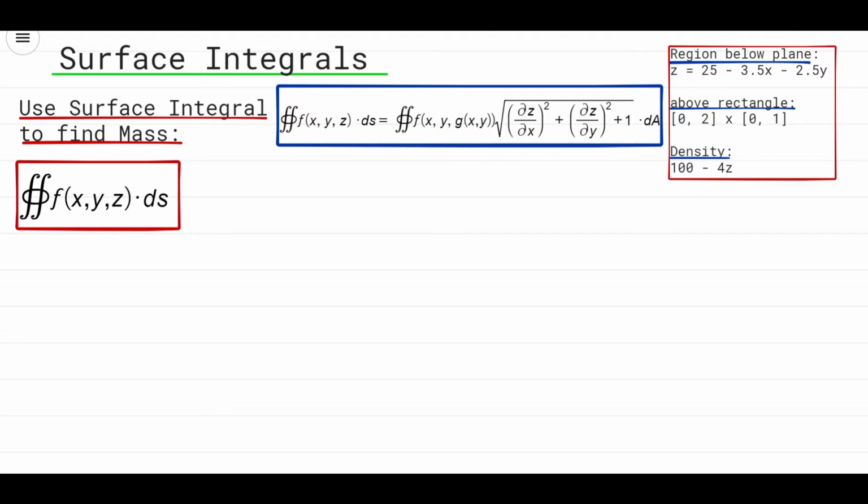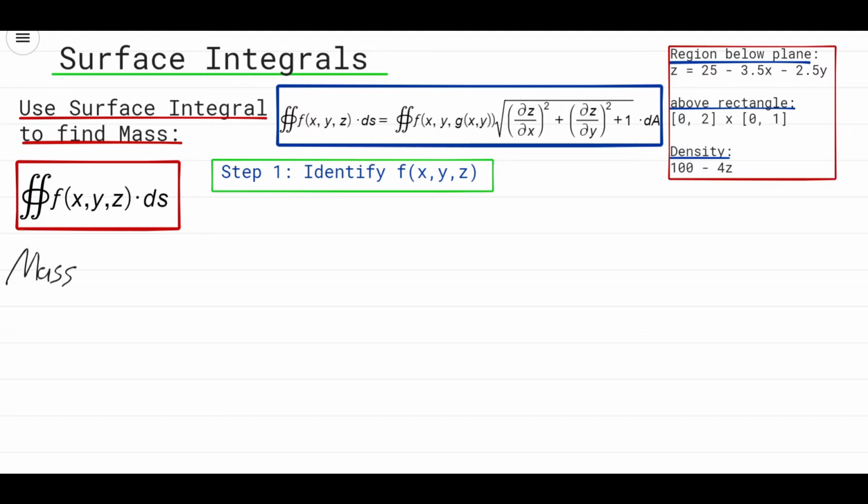So we're not explicitly given a function of x, y, z like in the previous problem. So what do we do? Well, the first thing we need to do is identify our f of x, y, z. And whenever we're trying to find mass, a surface integral can be used whenever we're given a function of density. So the integral of a function of density with respect to f of x, y, z can give us mass. So that's how we're going to use a surface integral to find mass.